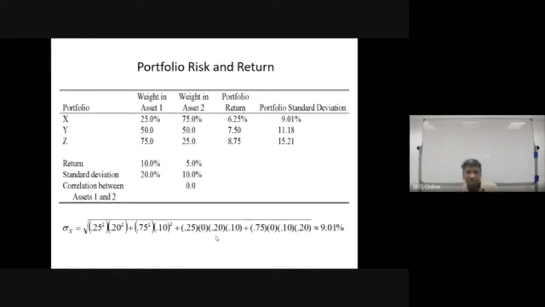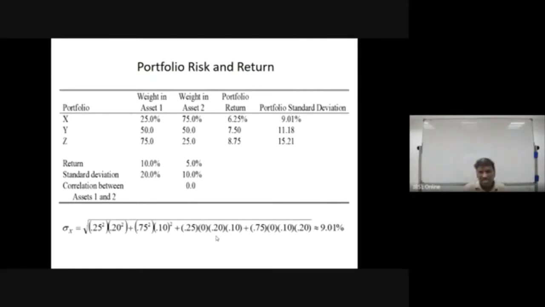So it is important, when you look at the historical, all these are historical, no? All this return and risk are historical. So based on the historical return, you have some judgment about the risk element. So that's what we have done. If you have this X portfolio, your return would be 6.25 and standard deviation 9.01. If the portfolio is X, that is 50-50, you end up with higher return, but also with a higher risk.